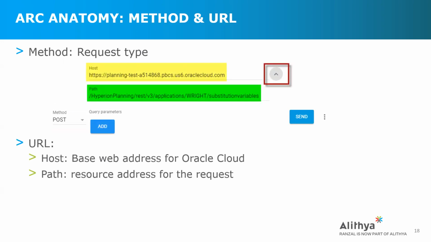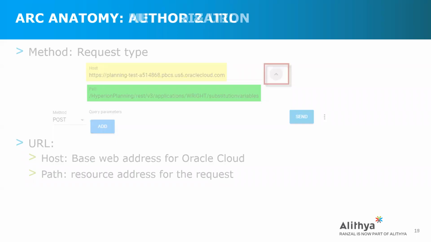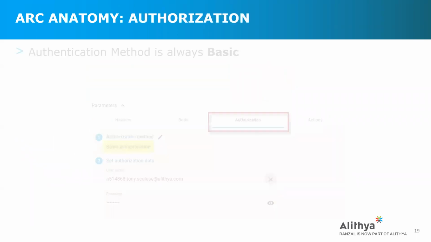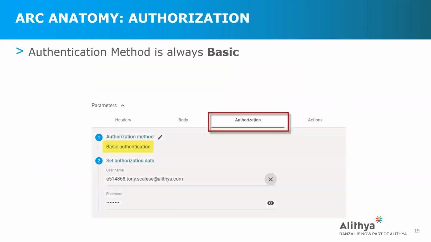So in this case, I'm actually going to be doing something with substitution variables, updating substitution variables more specifically. That's the section in green. So the resource, the path, that says, hey, which method am I trying to invoke? Which resource am I trying to use in the REST API? So I've got my method, my URL. I've got my authorization. So this is my login. Right? And with Oracle EPM Cloud, we're always using basic authentication.